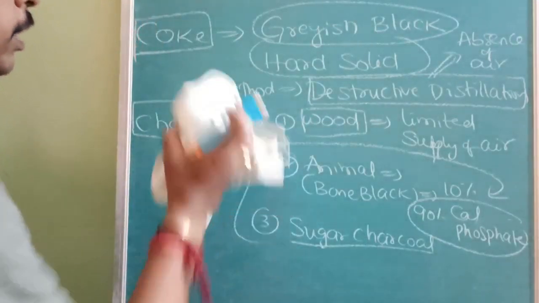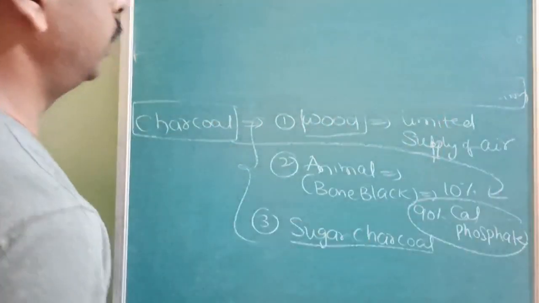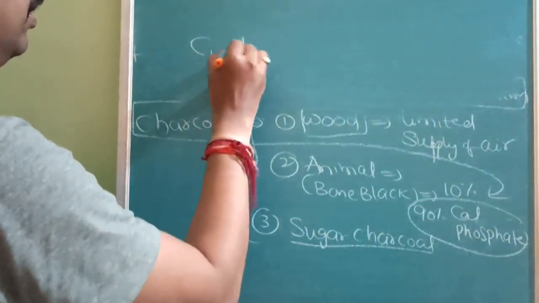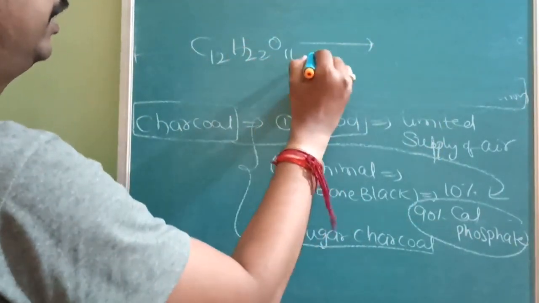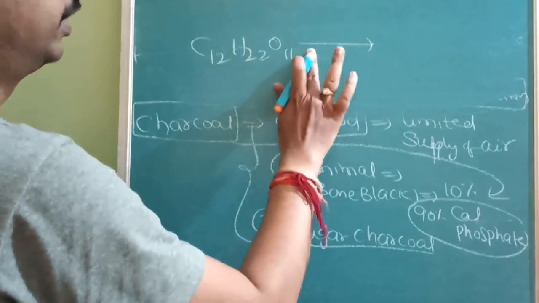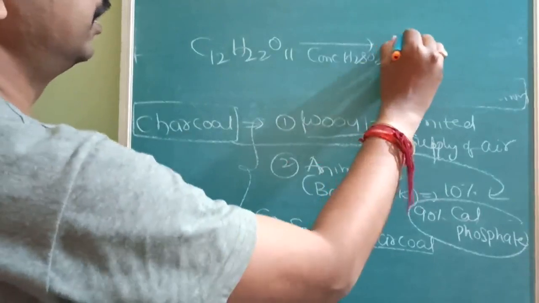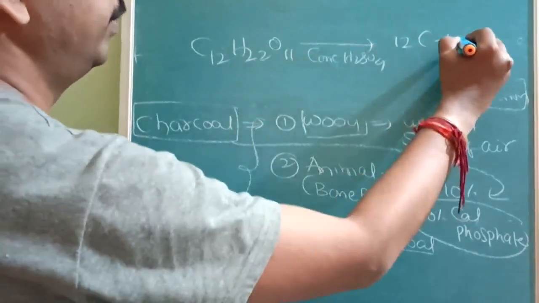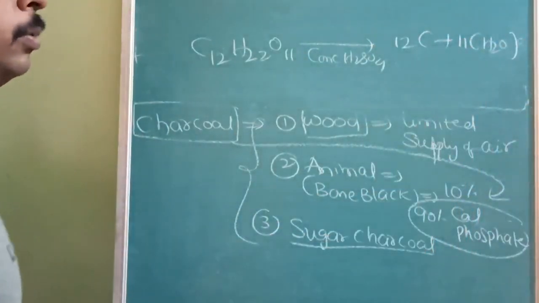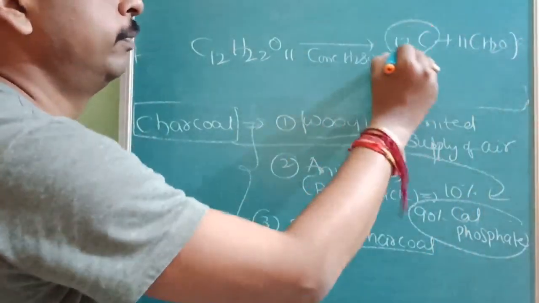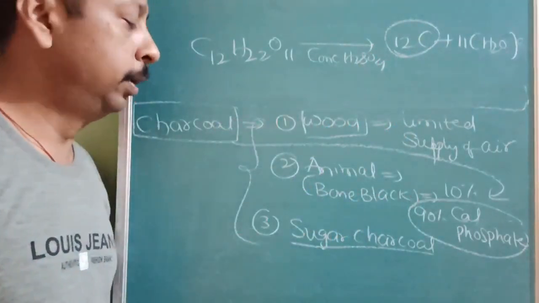And how is it prepared? Simple. Sugar means C12H22O11. If we use a dehydrating agent like concentrated sulfuric acid, then the carbon will come out, and the remaining will be water molecules, 11 H2O. Whatever we get here is the sugar charcoal. This is the purest form among the charcoals.